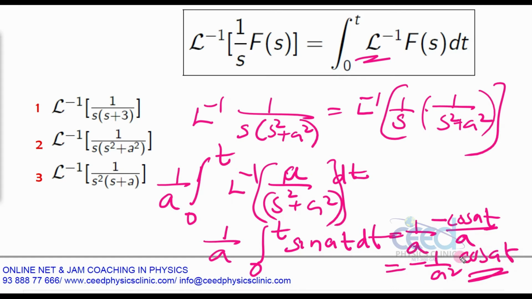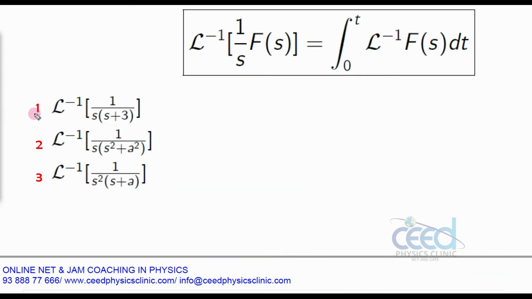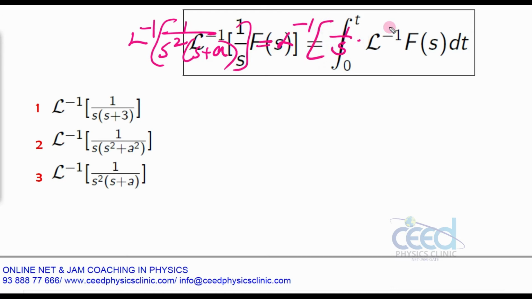Now we have one more question: Laplace inverse of 1 by s square into s plus a. I can write this as Laplace inverse of 1 by s into 1 by s into 1 by s plus a. So we have to take f of s as this; this is our f of s.